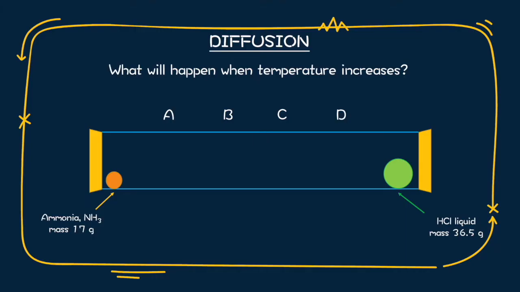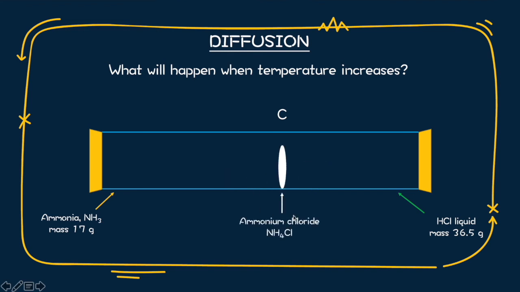So the answer is actually C, the same position. Why? Let's look into details. So here, when temperature increases, when your ammonia moves 2 steps, your HCl also moves 1 step. So eventually, it's still the same. Every time ammonia moves 2 steps, HCl moves 1 step, and they will end up at point C, the same position. It is just that this time, it will take a shorter duration to form ammonium chloride.